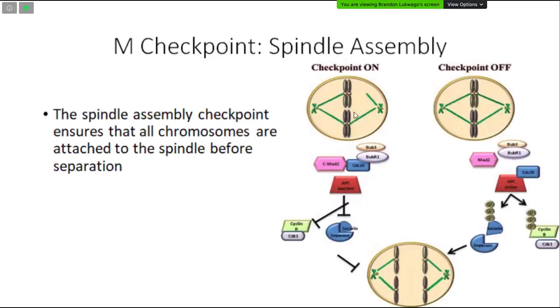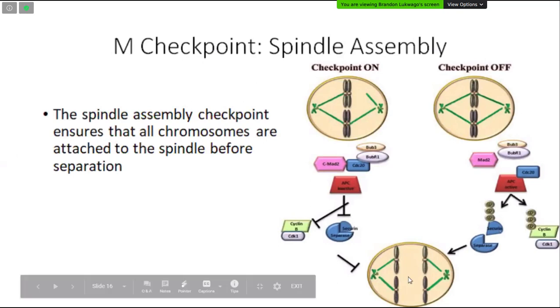You can see here in this schematic, there are two different scenarios. When the checkpoint is on and active, this is basically something went wrong. The spindle fibers did not connect to the kinetochores on the chromosomes. And so the checkpoint will turn on, and there will be a mechanism that will prevent the separation of the chromosomes. My group members will talk a little bit more about some of the proteins involved in this.